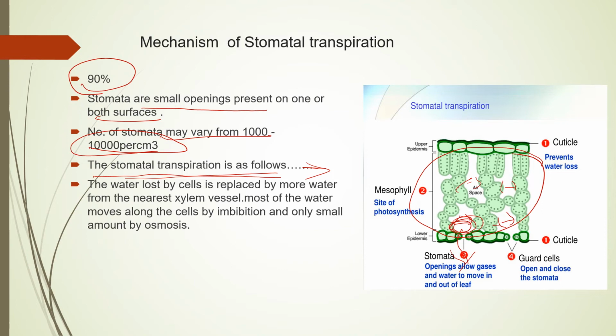concentration of water vapor, and the water lost by the cells is replaced by more water from the nearest xylem vessels. Again, the xylem vessels are sucking up more water from the roots. So thus the cycle continues. Most of the water moves along the cells by the process of imbibition, and only a very small amount is moving by the process of osmosis. So the main process happens with imbibition.